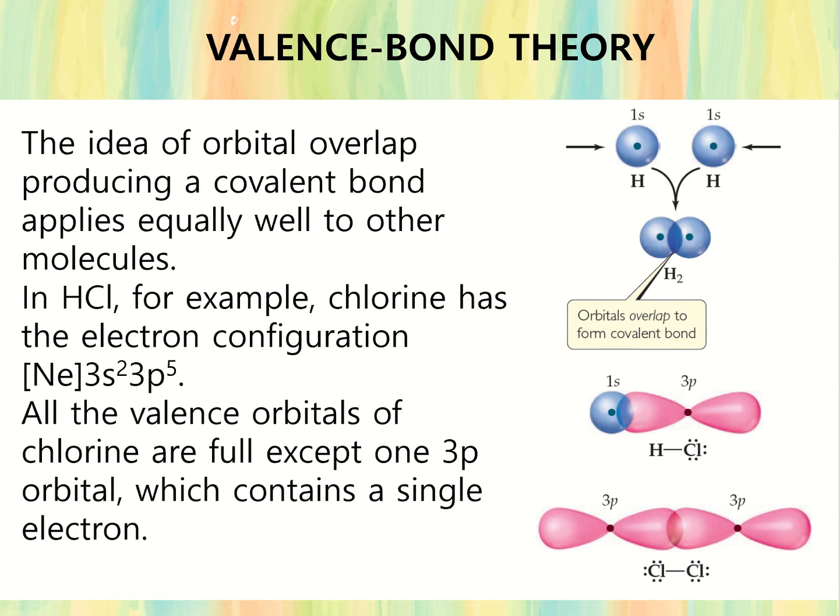So the idea of orbital overlap producing a covalent bond applies equally well to other molecules. And as we saw when I was explaining HCl, the chlorine, and we did write out the electronic configuration already, so this is just repetition. All the valence orbitals of the chlorine are full except one 3p orbital, which contains a single electron.